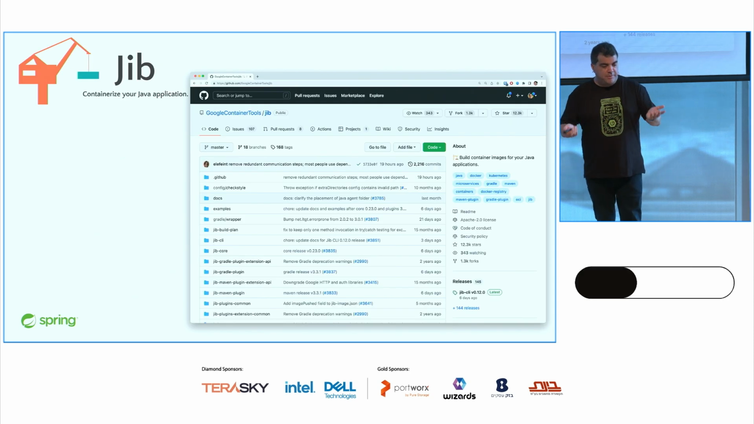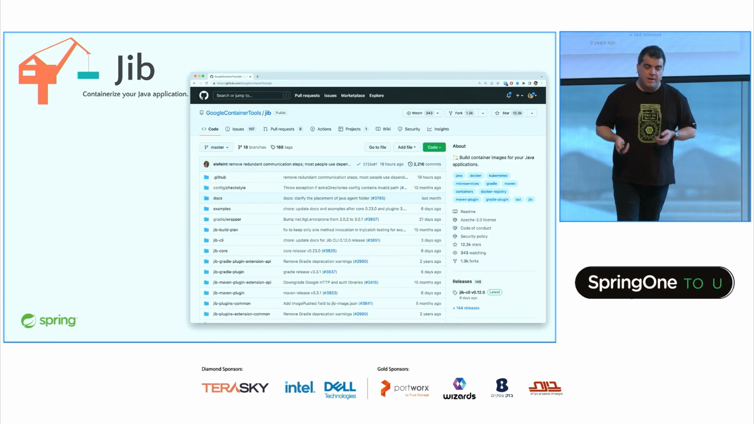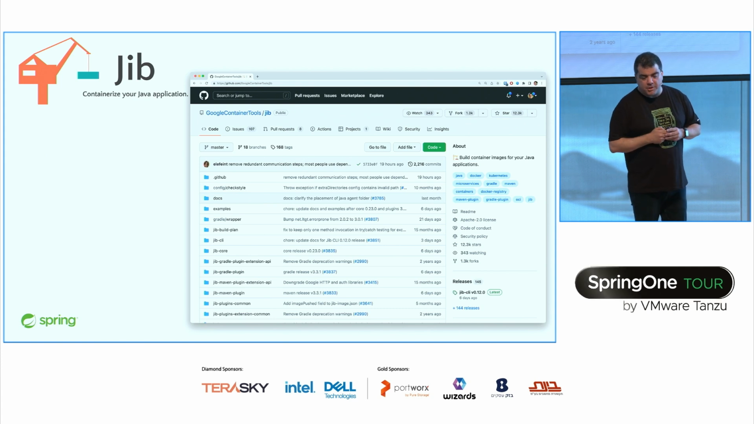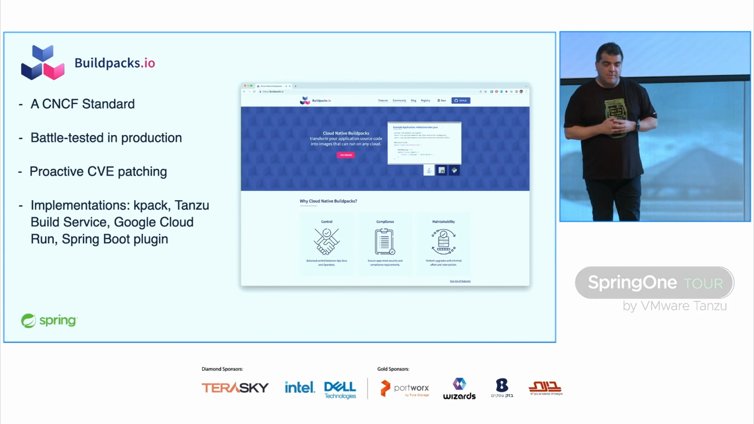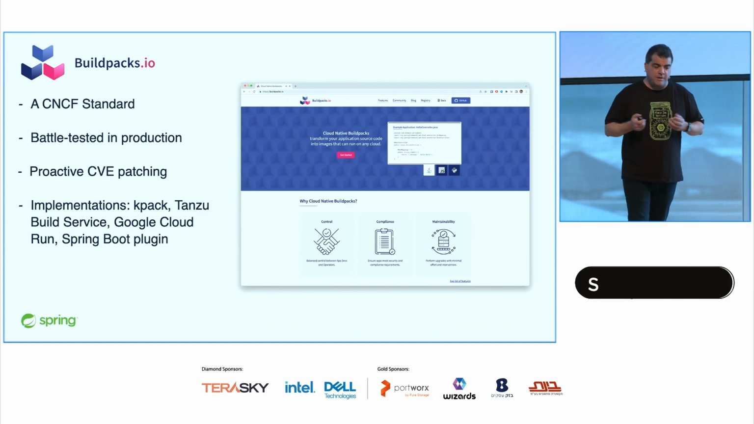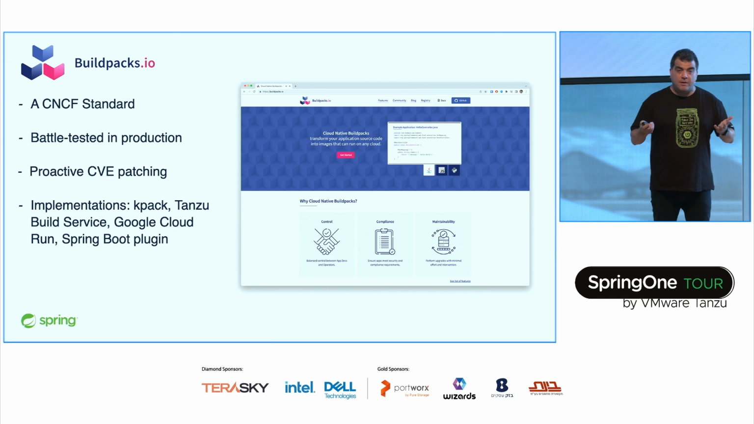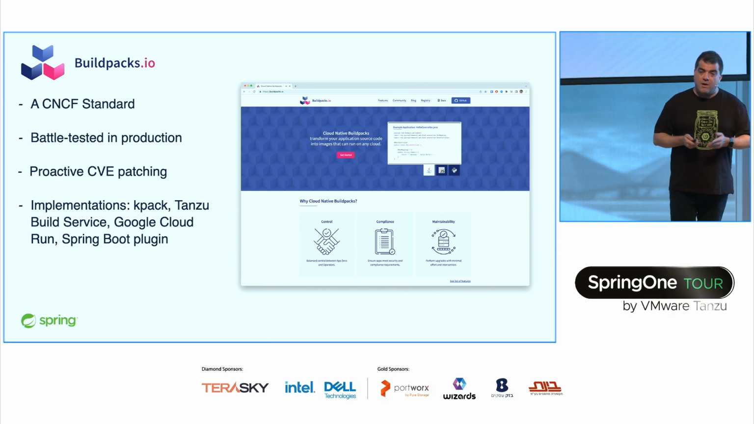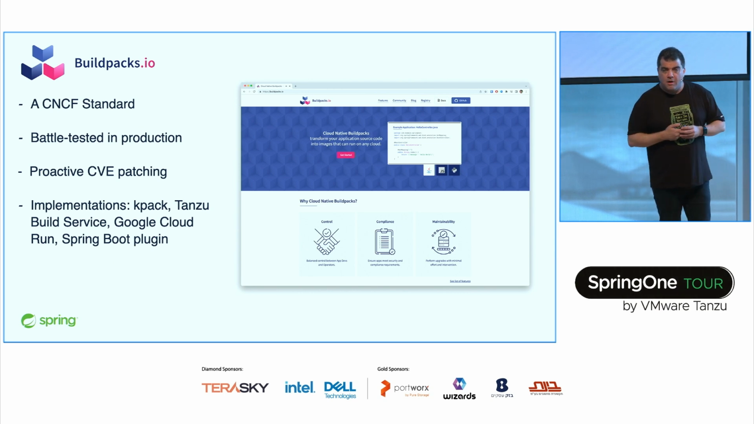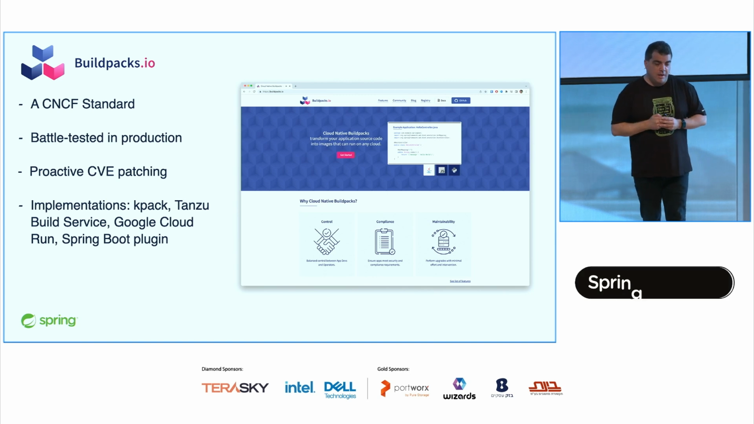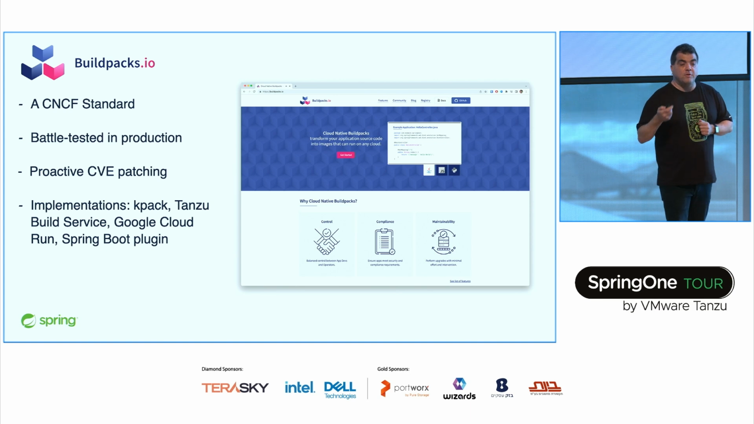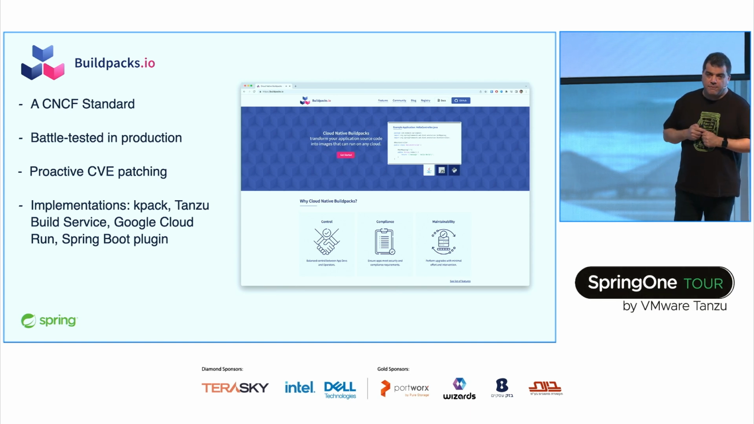Now, there are tools like Jib. Google uses that. It's very popular. It creates an image from a Java application. But I definitely recommend going with buildpacks, or Cloud Native Buildpacks as they're called, because they are a standard in the community. They've been around for years. We have millions of applications from the Cloud Foundry world and Kubernetes world using it. And it has the benefit of proactive CVE patching, which is very, very important.